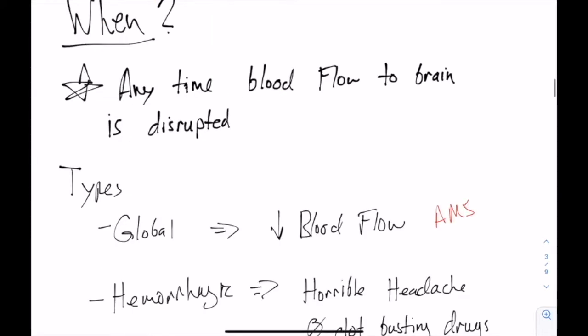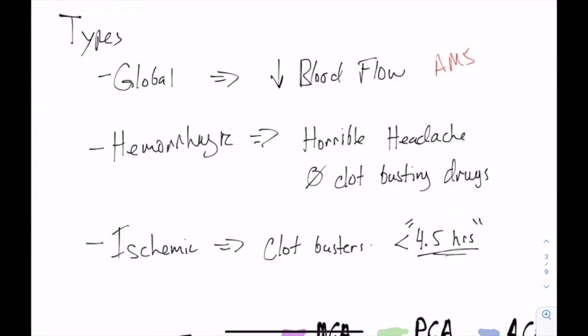When do people have stroke? Anytime blood flow to the brain is disrupted. So with that said, there are many types of strokes. One is global strokes. Global strokes really just represent a decrease in overall blood flow, which would just result in AMS, and focal neurological deficits really aren't seen.